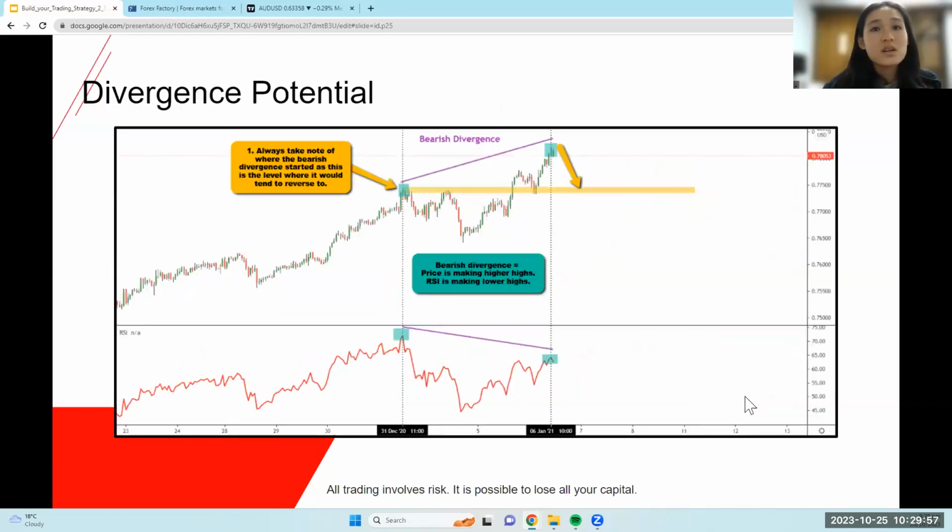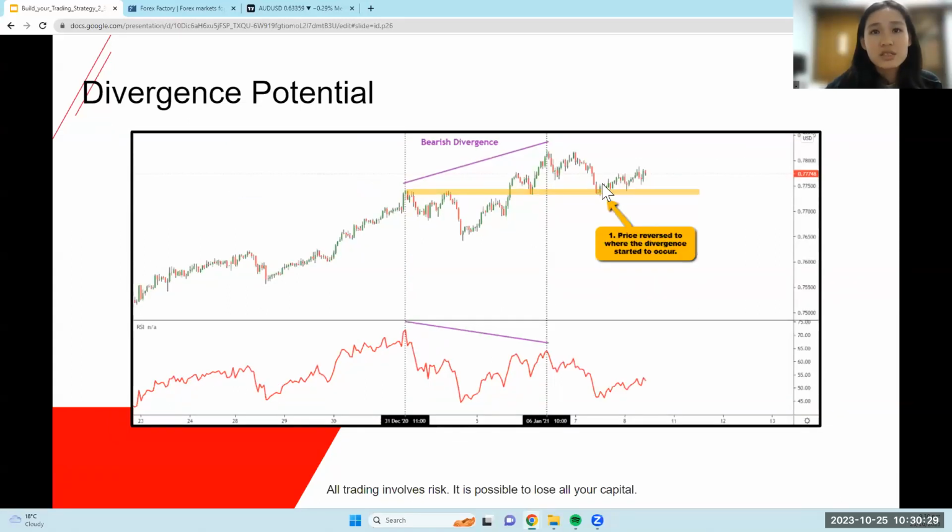Divergence potential. Over here we see price making a higher high, and on our RSI it's making a lower high. Same thing, this is another example of a bearish divergence. First, we always want to take note of where the bearish divergence started, as this is the level where price would tend to reverse to. Bearish divergence means price is making higher highs, RSI is making lower highs. So we can expect price to drop down here.